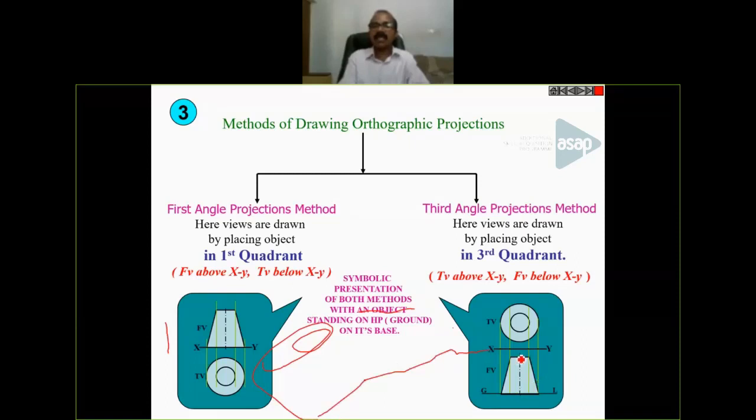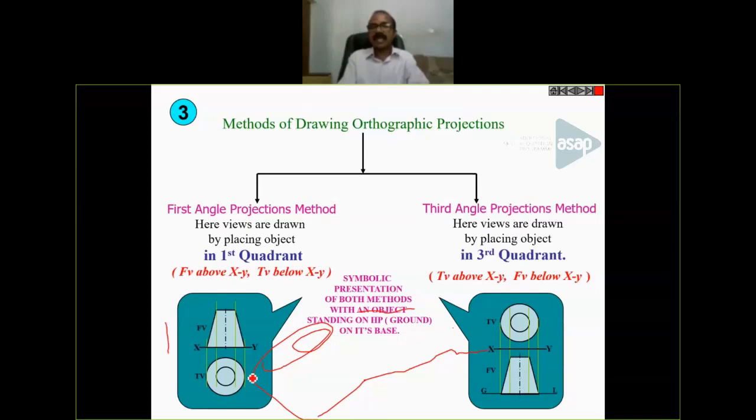So you have to draw in the bottom side, because in the third quadrant the object is always in the below portion of the xy line. And if the object is in the first quadrant, the elevation, meaning the front view, will be above the xy line. And the top view means the image is on the horizontal plane, but this horizontal plane is rotated through 90 degrees in the clockwise direction. That is why the image is in the bottom portion. That is for the first angle method.